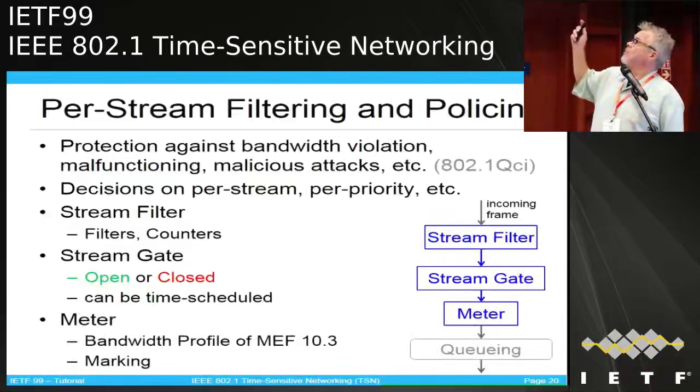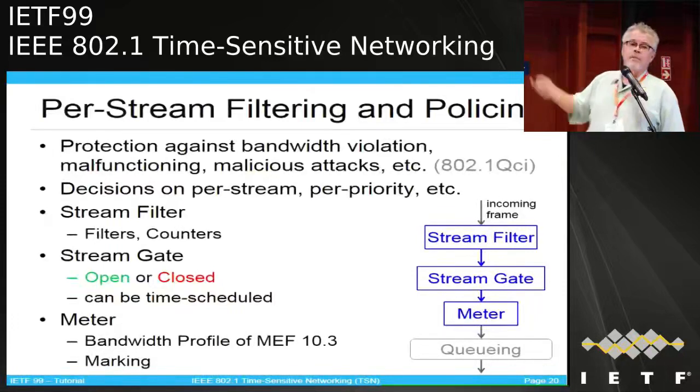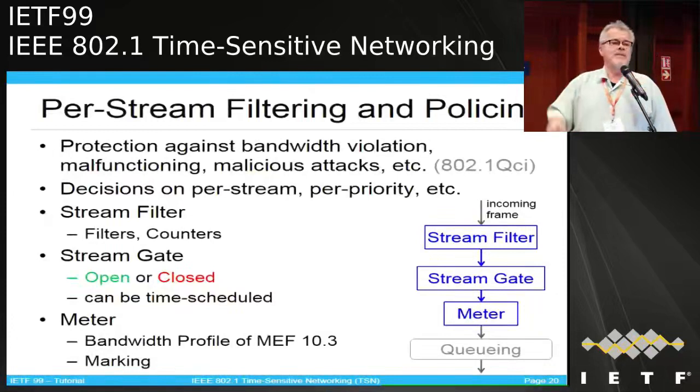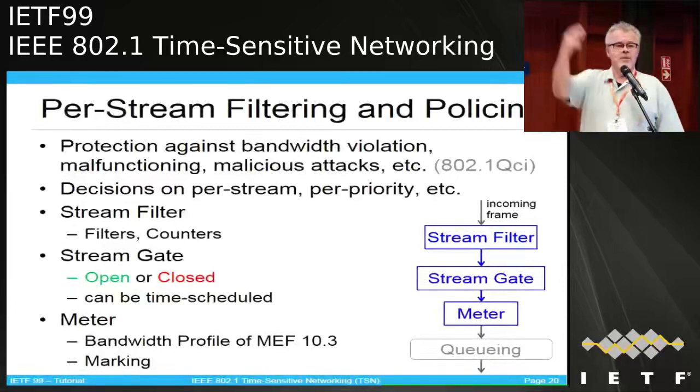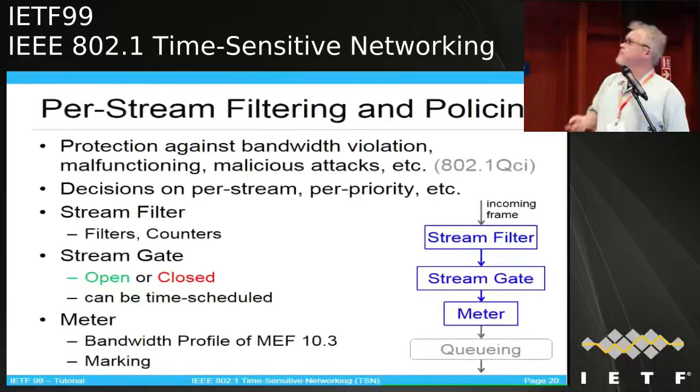So we can protect against bandwidth violations. The decisions can be per stream, per priority. The gate can be operated on a time schedule. All of the devices can be synchronized so the time schedules are running all the time. So I can set my input gate to match the output gate at the other side.